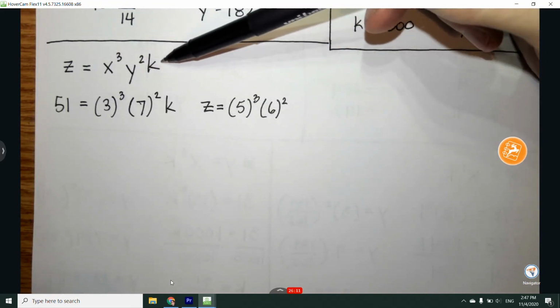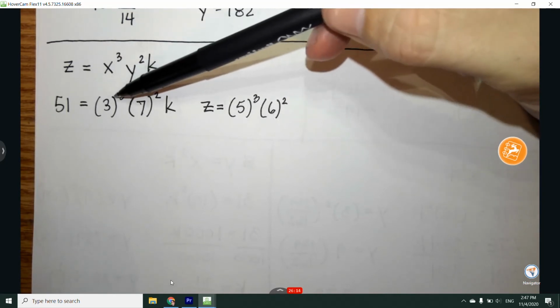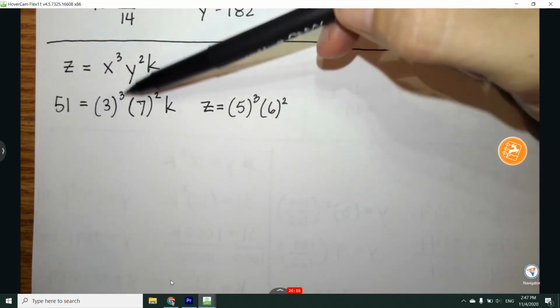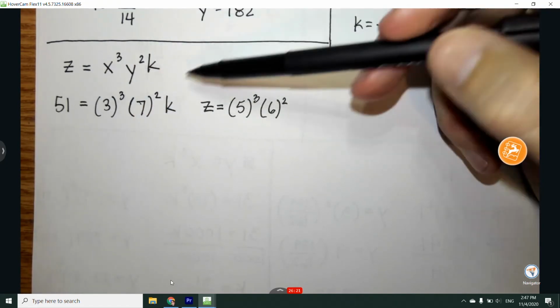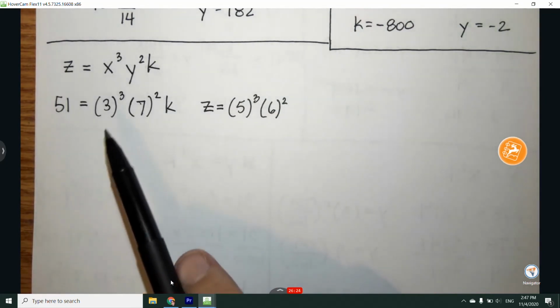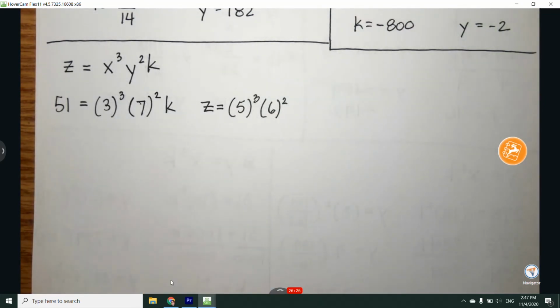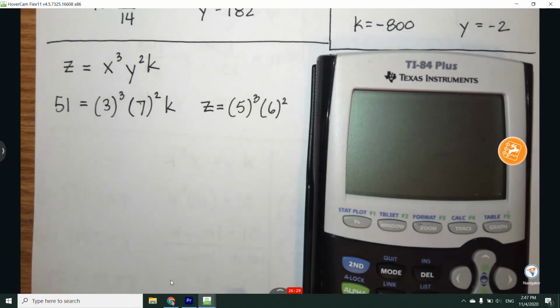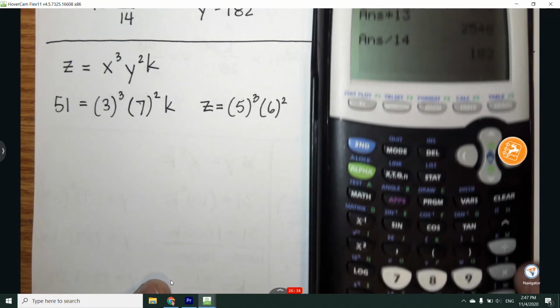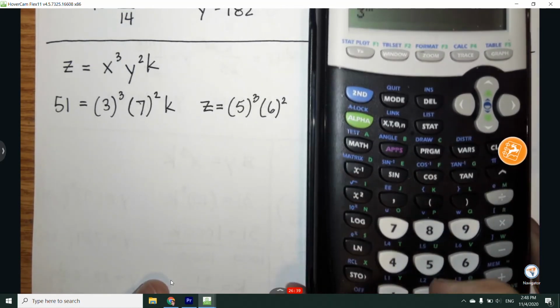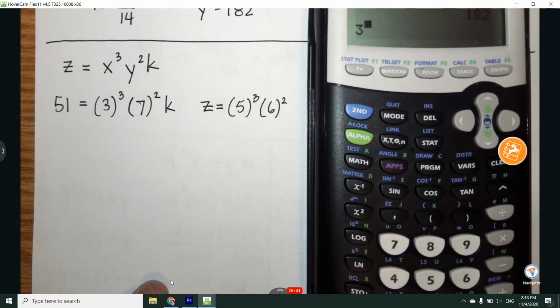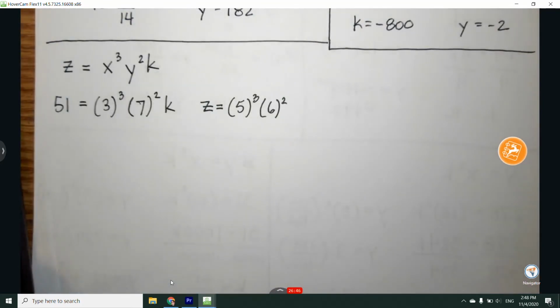Okay, and so we've plugged in our 51 as our z. We've plugged in our 3 as our x. We've plugged in our 7 as our y, and we need to solve for k. So first thing we want to do is cube our 3. Now, if you're unfamiliar with doing that on a calculator, you can just do 3 times 3 times 3, but you could also just type in your 3, and then you can use this button right here to make that little exponent, and then put it to the 3rd power, okay? And that's going to be 27.